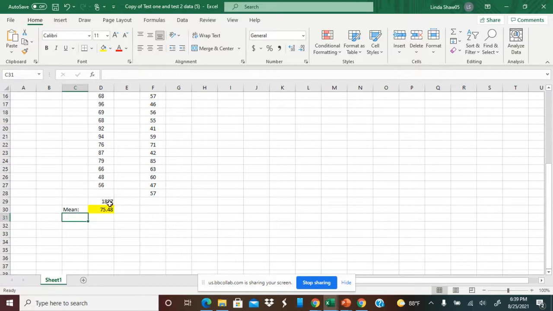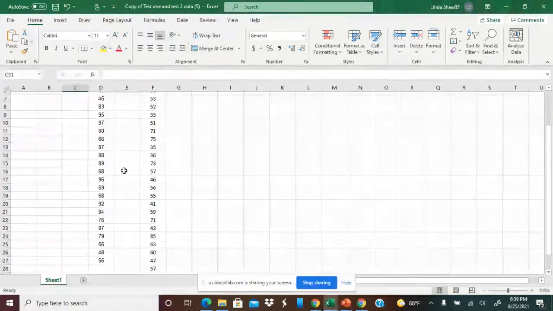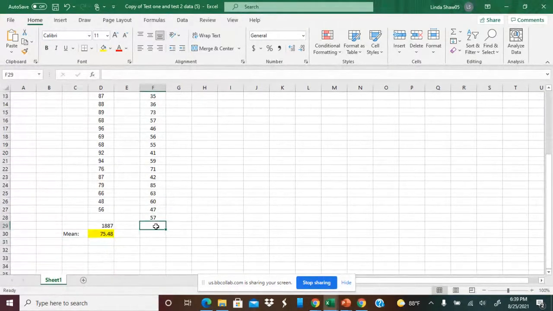So the average, or the mean, is 75.48. And then you also wanted the median, correct? I do, and we're going to do this for test 1 and test 2, but yes, do it however you want. Okay, then I'll do the mean for the other one as well.